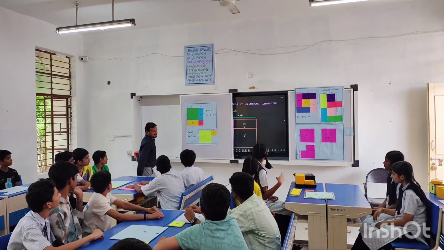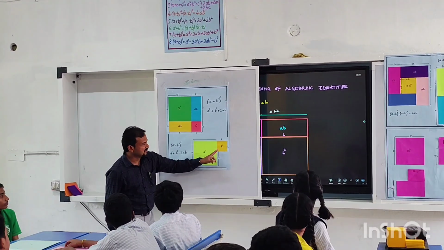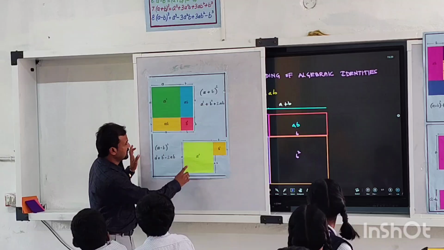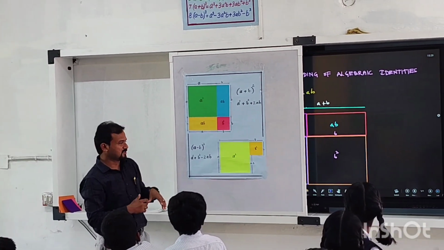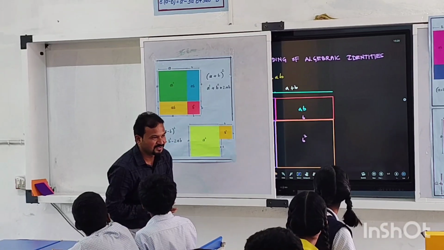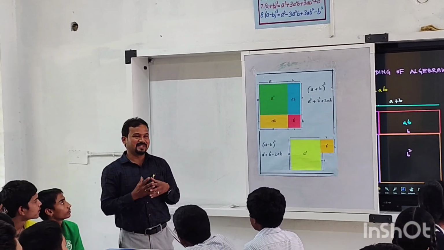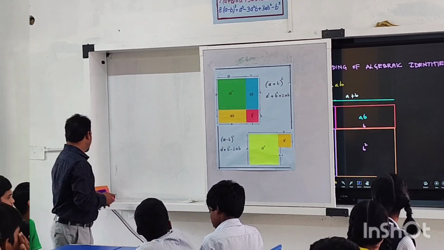You see the second one. This is a square and this is b square. So putting together a square and b square, we get a square plus b square. We have to subtract what? We have to subtract ab, 2ab. So I reach here.